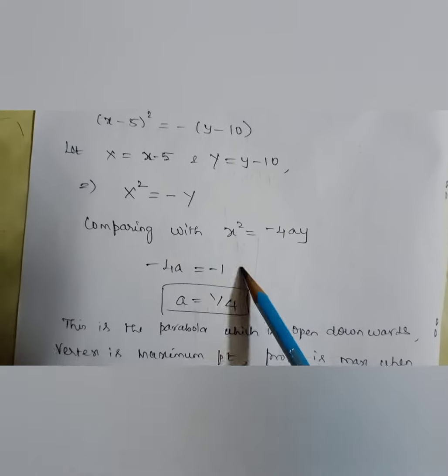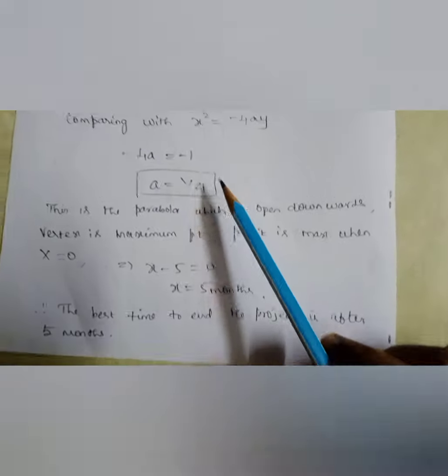Now shall I take the minus sign outside? So it is x minus 5 the whole square is equal to minus of y minus 10. So capital X is equal to x minus 5 and capital Y is equal to y minus 10. So this is the parabola. Comparing it with x square is equal to minus 4ay, minus 4a is equal to minus 1, so a is equal to 1 by 4.